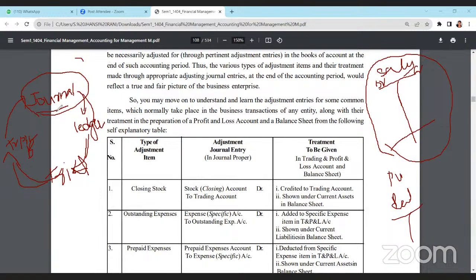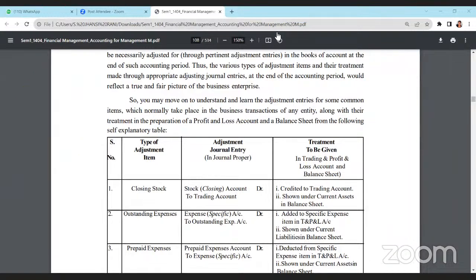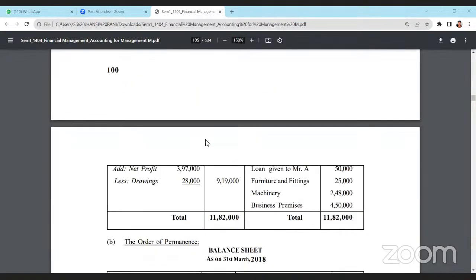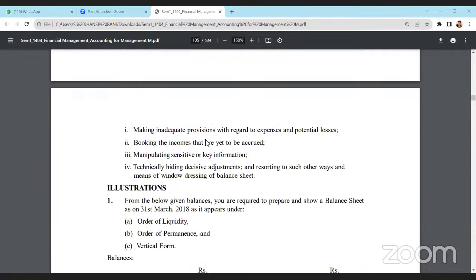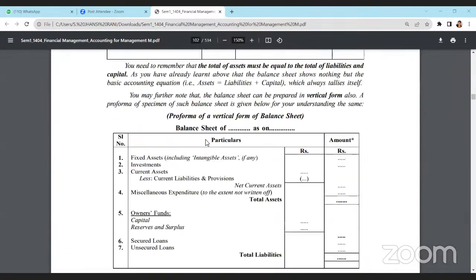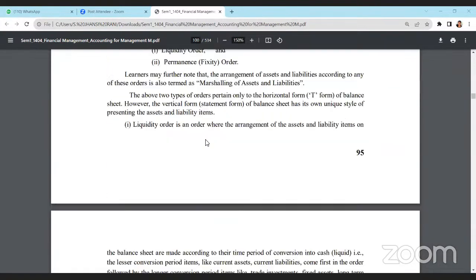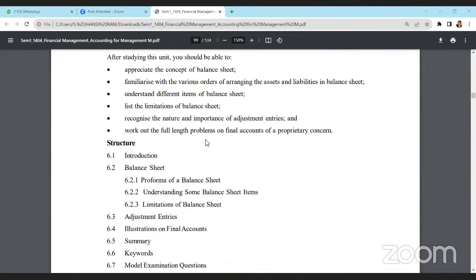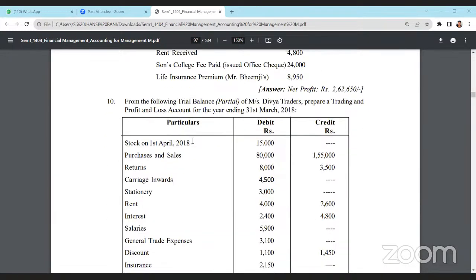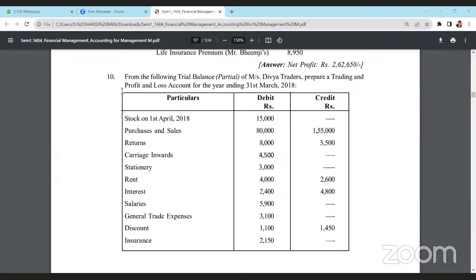Just now, in one of the questions they gave us, the trial balance. Wait, I'll show you that. So this is called a trial balance, where total debit balance equals total credit balance.